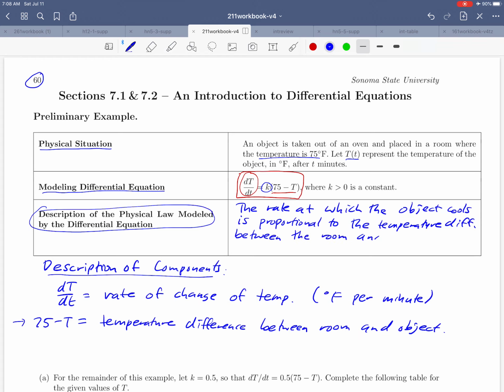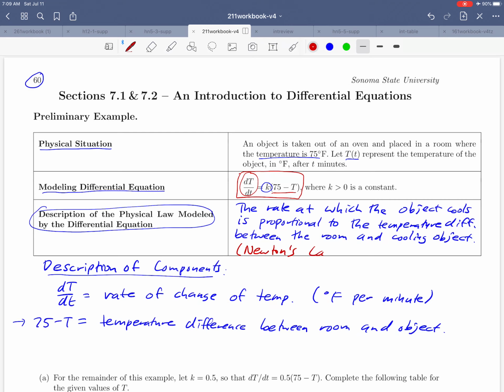Okay, between the room and the cooling object. I'm curious if maybe somewhere along your mathematical journey you might have heard words to that effect, like that sentence that we just wrote. There's a name for that physical law that we just wrote down in words. It's called Newton's law of cooling.